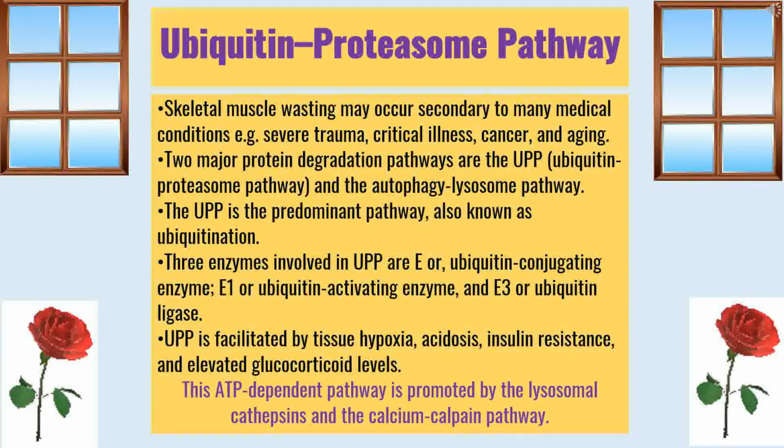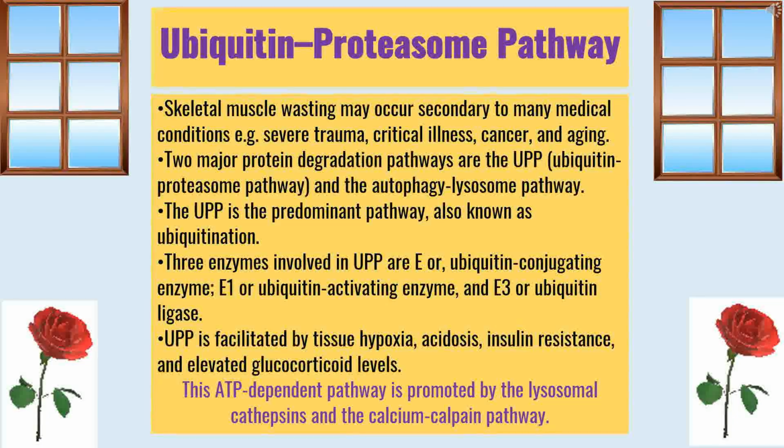Ubiquitin proteasome pathway, UPP. Skeletal muscle wasting is a debilitating condition that commonly occurs as a secondary consequence of many acute and chronic medical conditions, including severe trauma, critical illness, cancer, and aging. Several mechanisms are involved in skeletal muscle wasting due to protein degradation. The two major protein degradation pathways are the UPP, ubiquitin proteasome pathway, and the autophagy lysosome pathway.